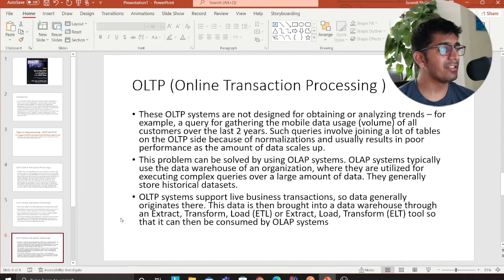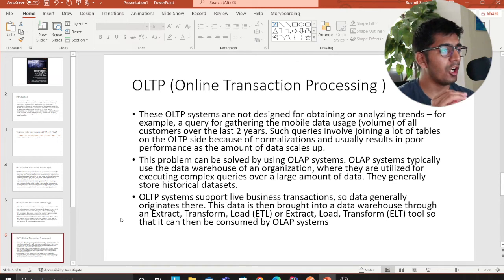These OLTP systems are not designed for obtaining or analyzing trends. So what they are saying is, say you want to analyze a trend, which value pack is being added by customers over the last 1 year, last 5 years, last 10 years, which one is trending. If you want to do all sorts of analytics queries, this is not the right database, because these databases are holding your transactions, right? All your updates, everything, right? But these are not meant for performing analytics queries, right? That is what the author explains.